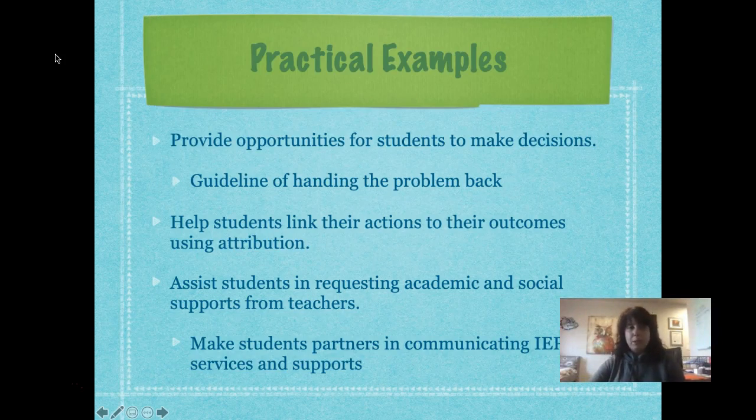So some practical examples: providing opportunities for students to make decisions, then helping students link their actions back to their outcomes, assisting students in requesting academic and social supports from teachers, and really making students partners in communicating those IEP services and supports. There's not a lot of curriculum that's available for self-determination, and a lot of school districts don't have a curriculum, but there are things out there, and there's more coming. There's a lot of research being done in this area about evidence-based practices and how effective they are to not only teaching self-determination to students with disabilities, but also for all students.